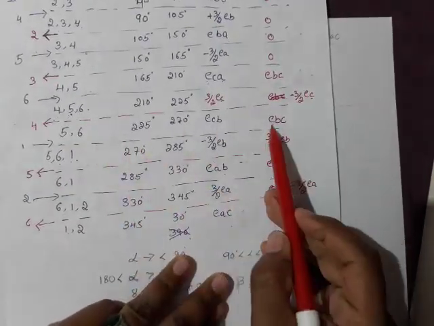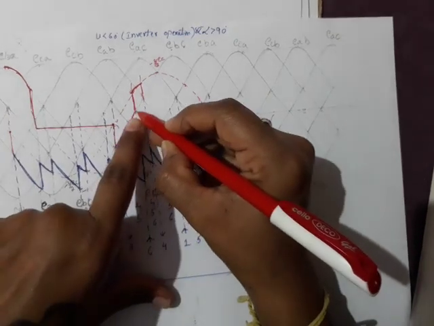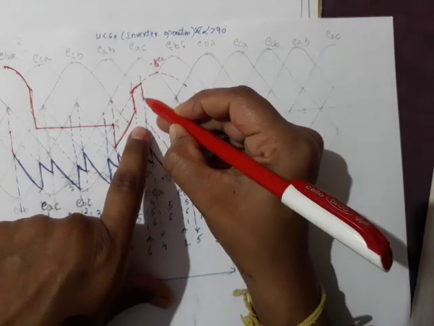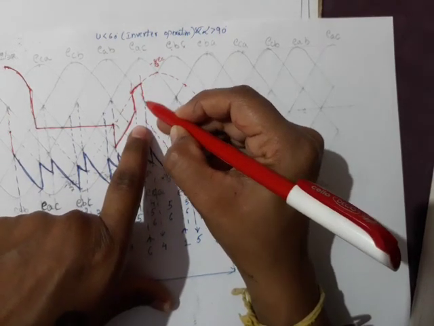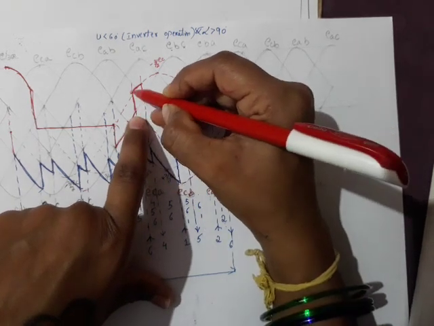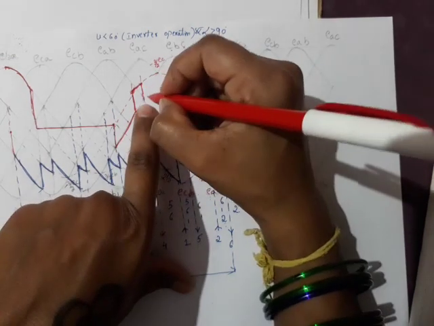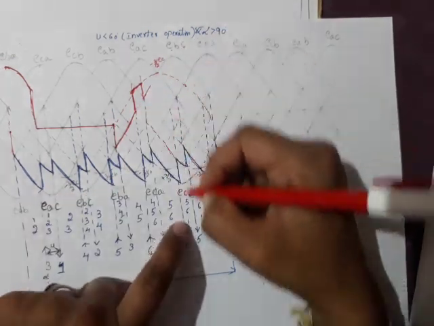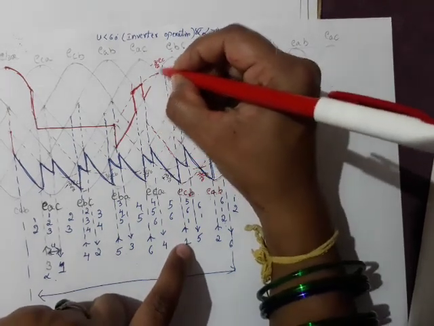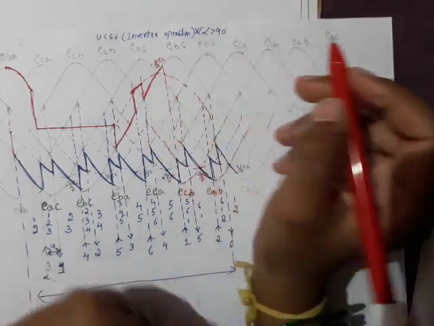Then we'll see what happens when 5 and 6 are conducting. When 5 and 6 are conducting, it is EBC. Again it has to come back to EBC. So till here it is following EBC. When the next valve comes into conduction, it creates a dent. So this is a very huge di by dt variation. Voltage is here, suddenly shifts here, then it follows the phase voltage, then it drops, and again follows EBC till the next valve comes into conduction.